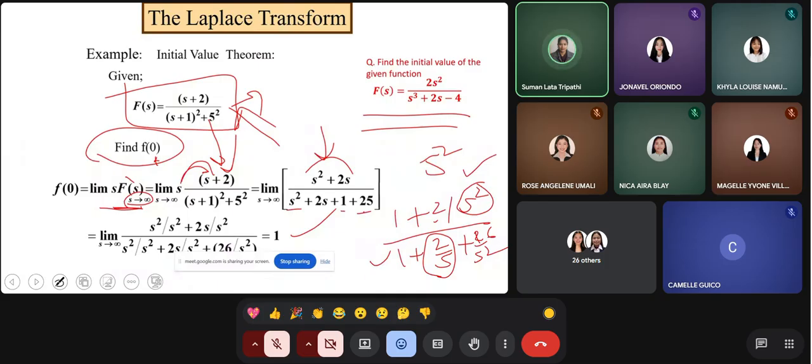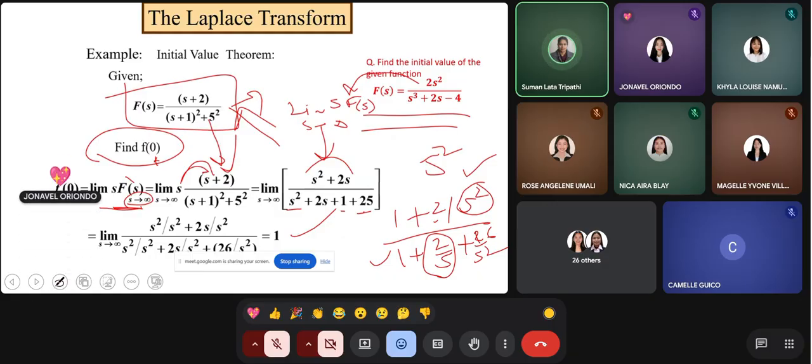Now the same thing you can apply for this question. Now F(s) is 2s square divided by s cube plus 2s minus 4, and you have to find the initial value for this. How will you apply the formula? Just write limit s tends to infinity s·F(s). Now put the value of F(s) over here and start doing the same process I have applied over here. Is that clear to you how to apply this process?